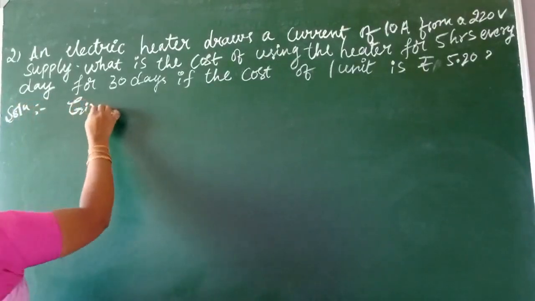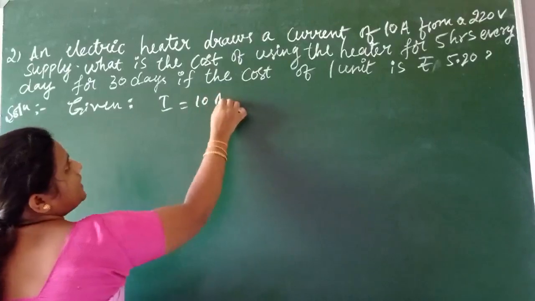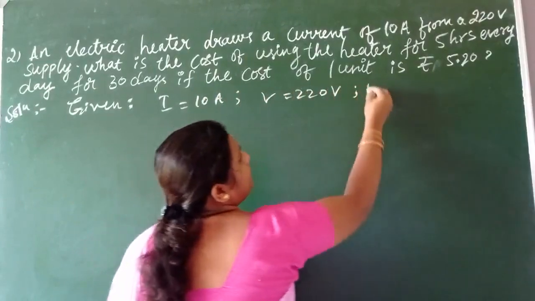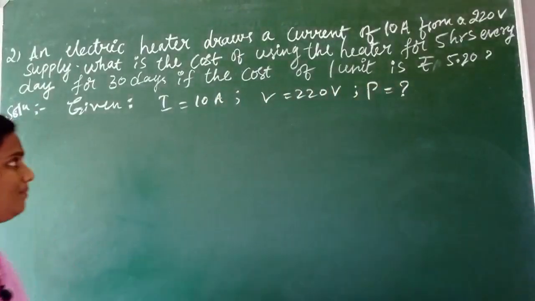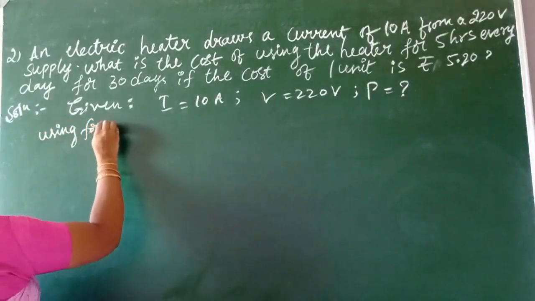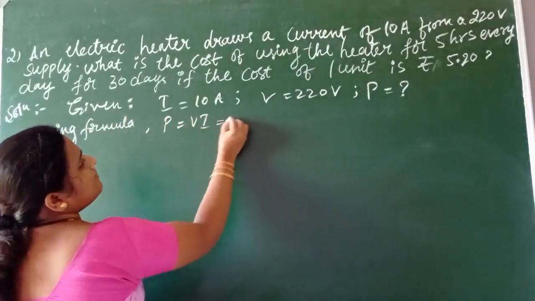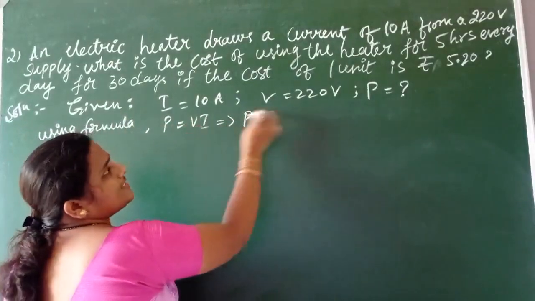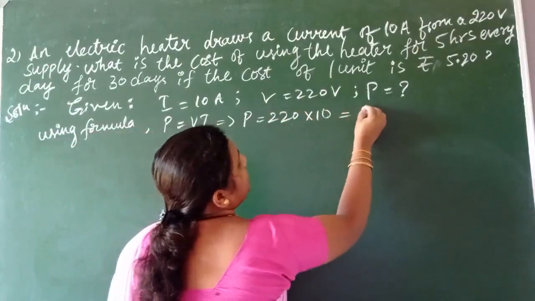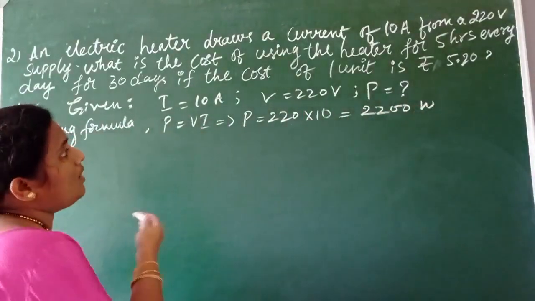The given data are: current I is equal to 10 amperes, then V is equal to 220 volts, and power P we need to calculate. Isn't it, children? Using the formula P is equal to V into I. This implies, children, P is equal to 220 into 10, which is nothing but 2200 watts. But what is the unit of power, children?